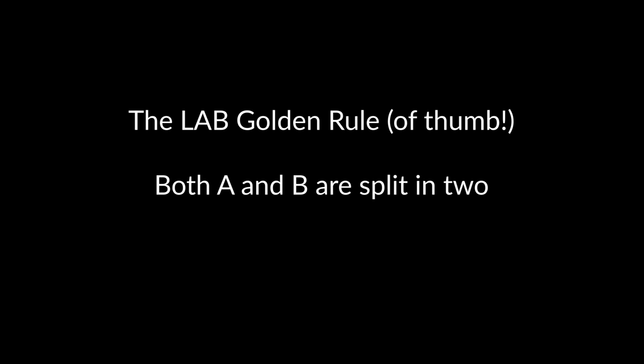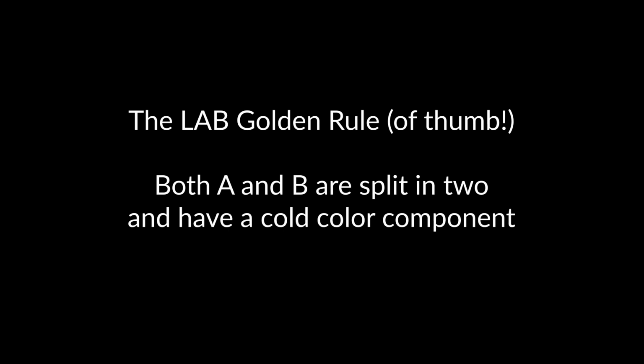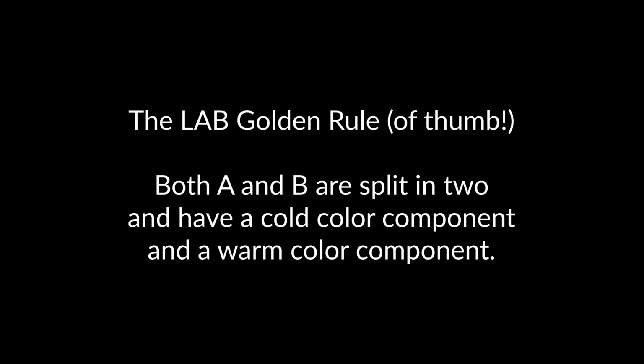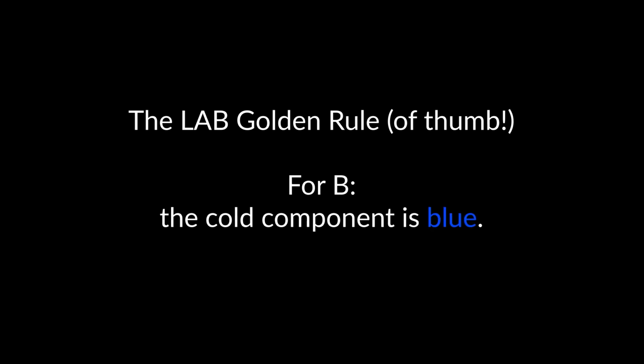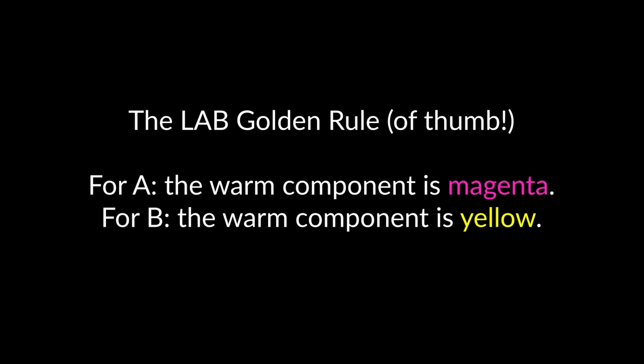The rule of thumb for the A and B components is simple. Both A and B are split in two and have a cold color component and a warm color component. For A, the cold component is green. For B, it is blue. Magenta and yellow are the warm components of A and B respectively. When the component is negative, the color shifts towards the cold primary. The opposite happens with positive numbers.